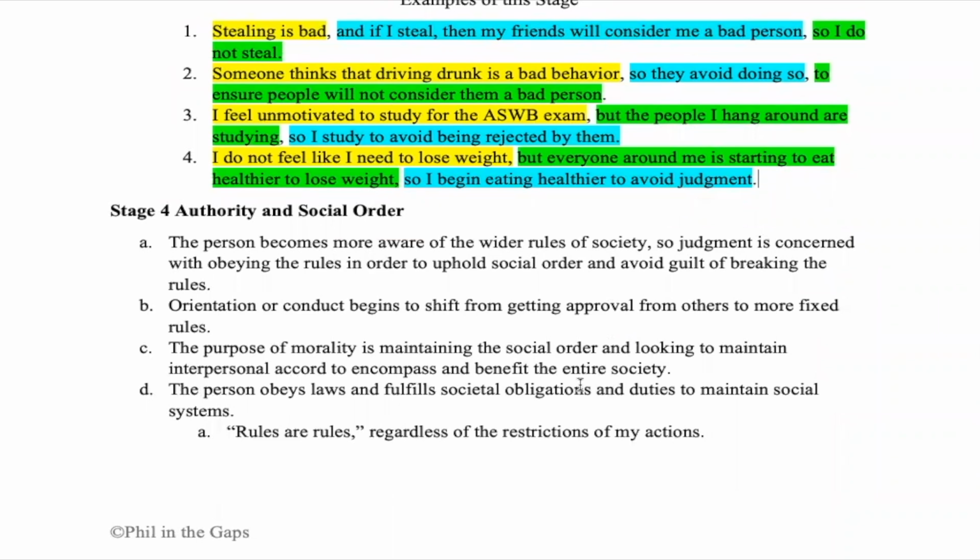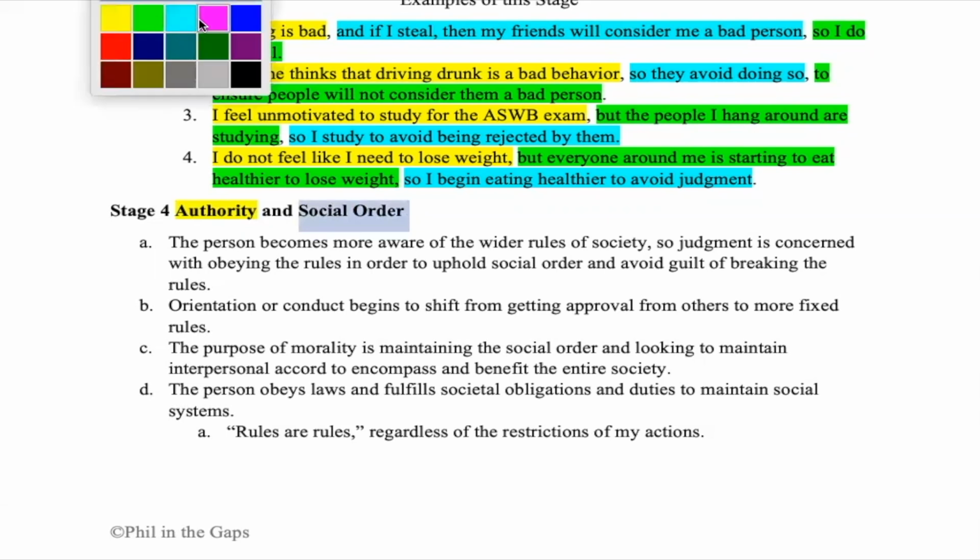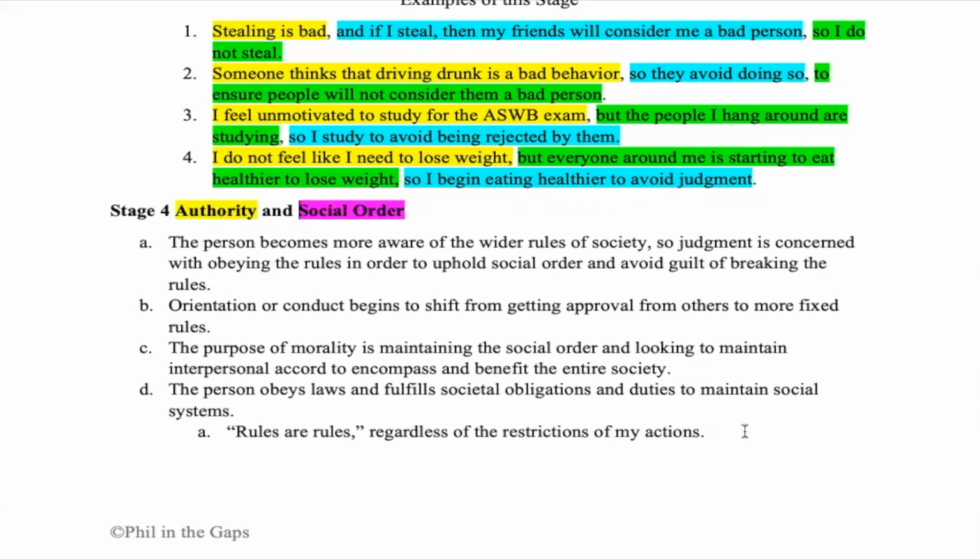So, authority and social order, key emphasis on authority. Authority in this context is where we are going to do things and listen to people of authority, aka the police, and maintain social order based on the actions that we do. So, authority and social order is where we are going to listen to what society tells us to do in order to avoid being punished. But the sole purpose is to avoid being punished by people of authority in society, aka us becoming incarcerated.